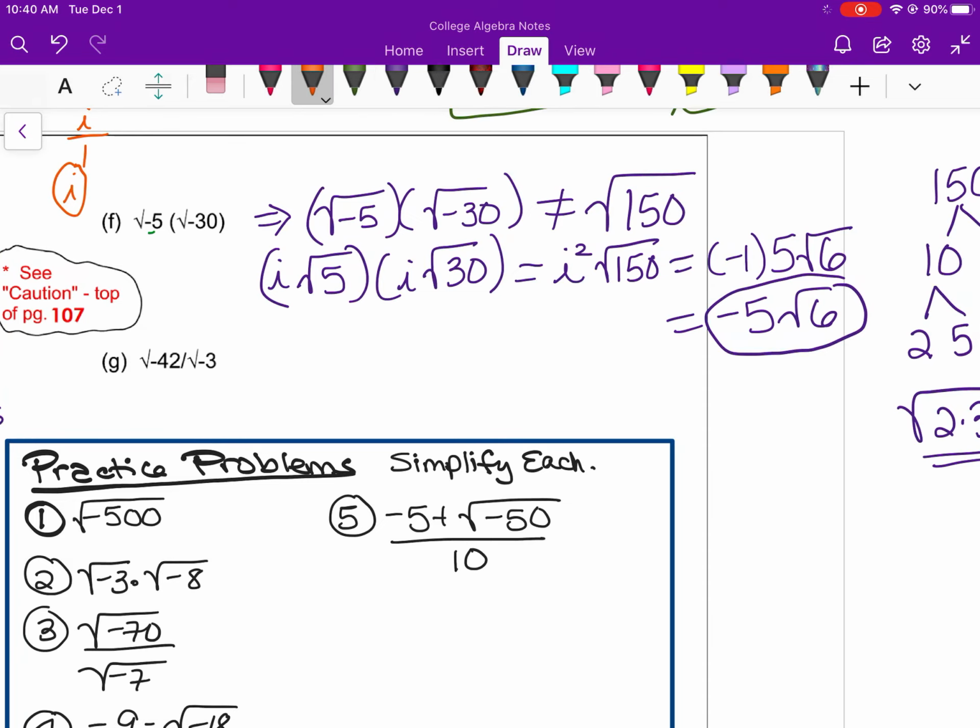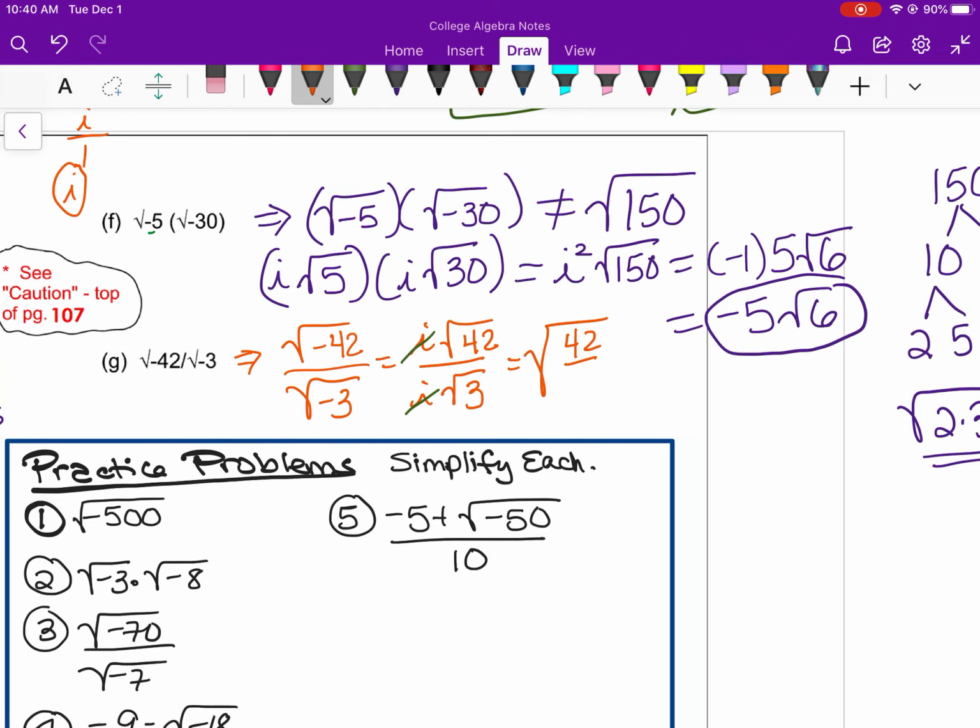Letter G is a division problem. So again, I'm going to make both positive by taking the i out front. And this one's nice because the i's divide out. Your book uses what we call compatible numbers, so I can write that as a quotient of, or a square root of a fraction, and the square root of 42 divided by 3 will just be the square root of 14, because that's what 42 divided by 3 is. 14 doesn't break down.